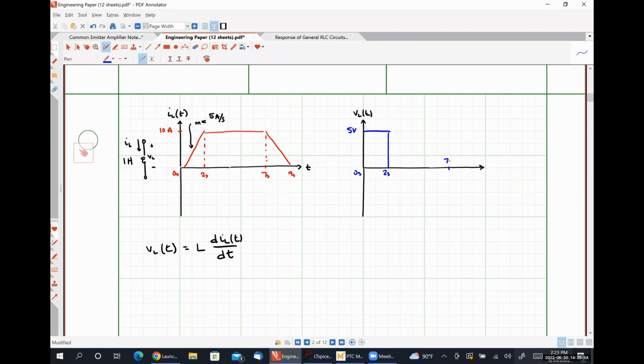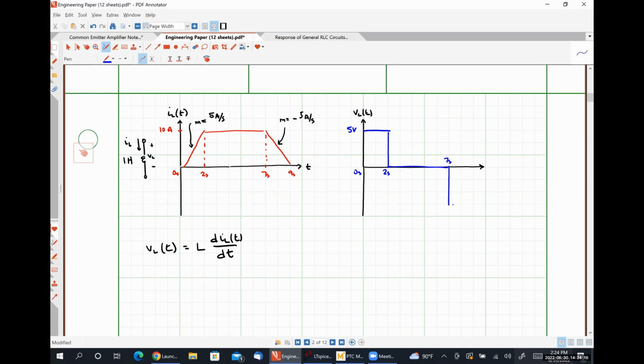So if here is 7 seconds, we're going to have a 0 voltage over that interval. And then here, our slope is negative 5 amps per second. And so we're going to see that our voltage will now become negative for 2 seconds, like so. Okay. So this is how an inductor processes a changing current, all right?